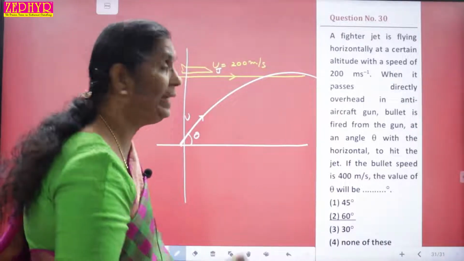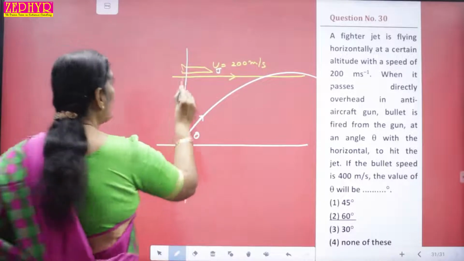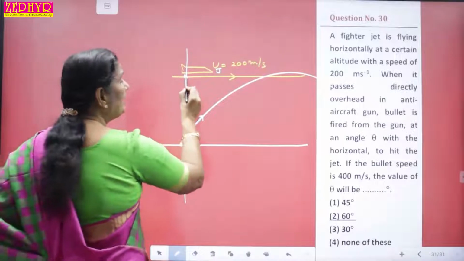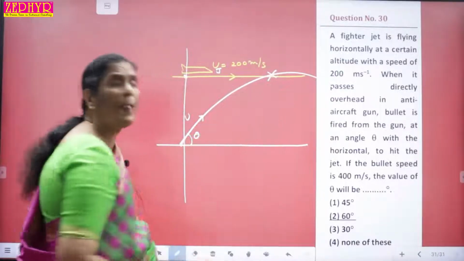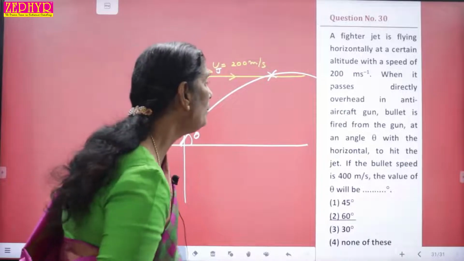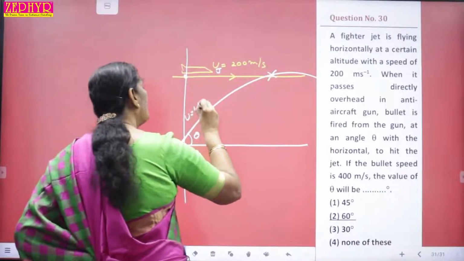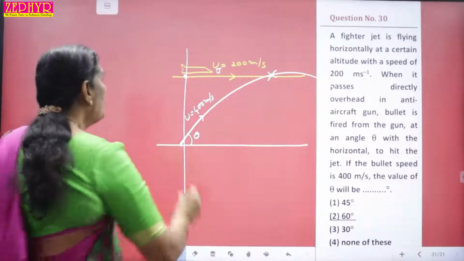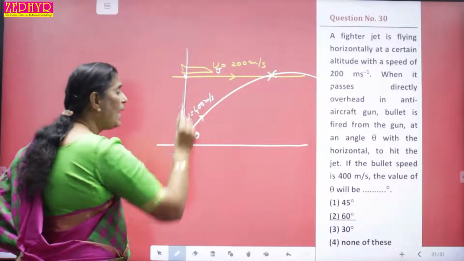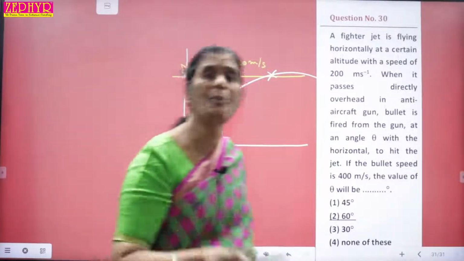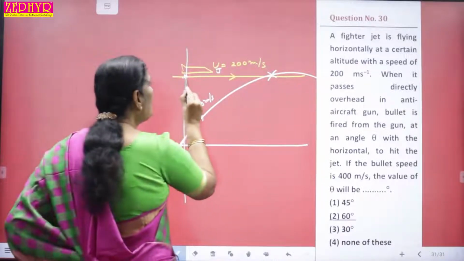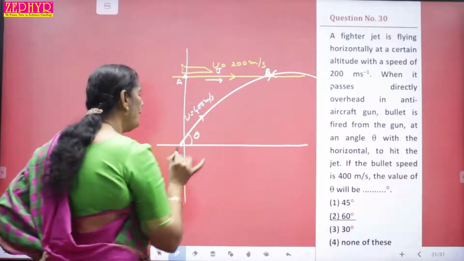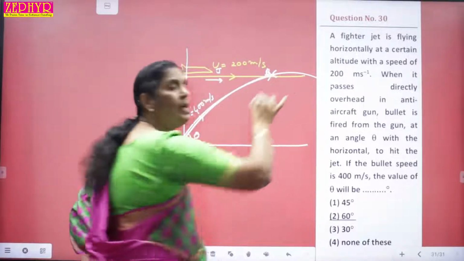So exactly simultaneously, when the aeroplane is at this point, immediately I am firing the gun, so the bullet has to hit the aeroplane. If the bullet velocity is 400 meters per second, what is the angle? When the aeroplane is exactly above my point, we are firing the bullet. So the time taken by the aeroplane to move from A to B is one and the same as the time taken by the bullet to move from O to B.